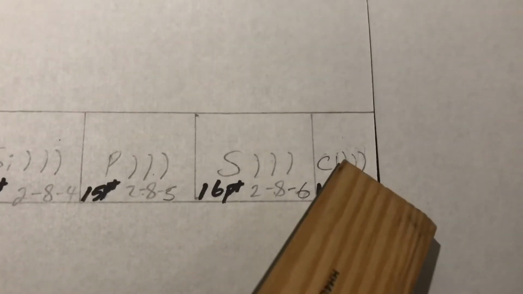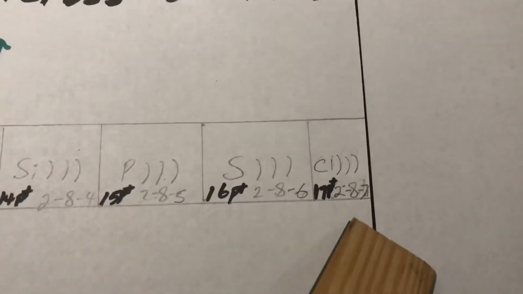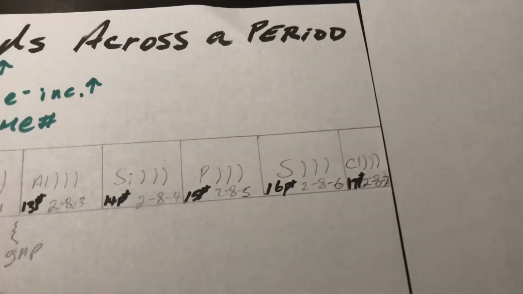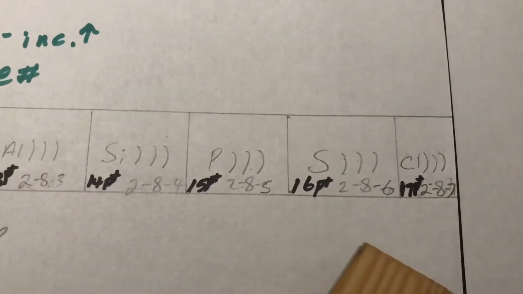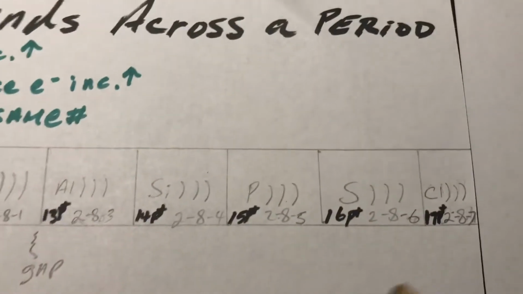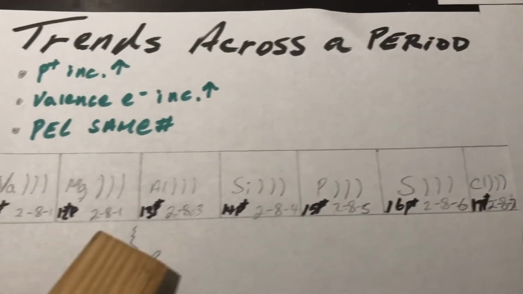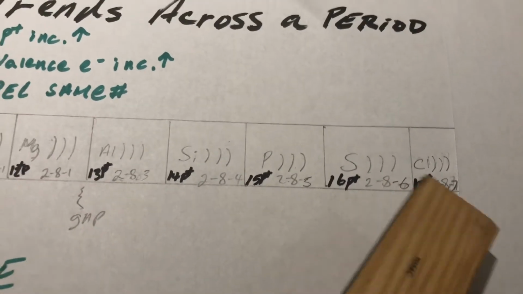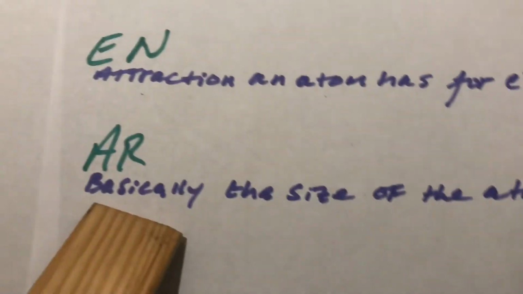So if you have 17 protons versus 11 protons, and 1 valence electron versus what? It's only 7 right there. You're going to have a better and stronger ability to draw electrons toward yourself. So the guys on the right side have higher electronegativities. The electronegativity increases as you go left to right. Okay, moving on. Atomic radius.